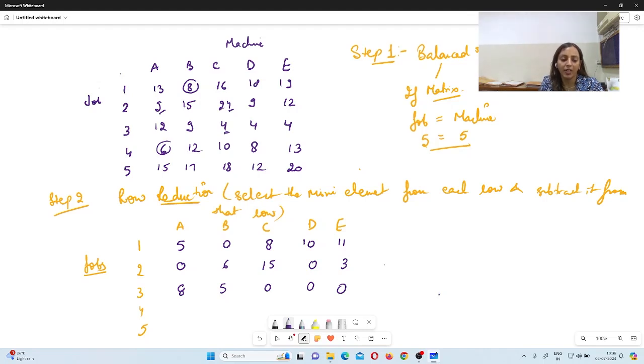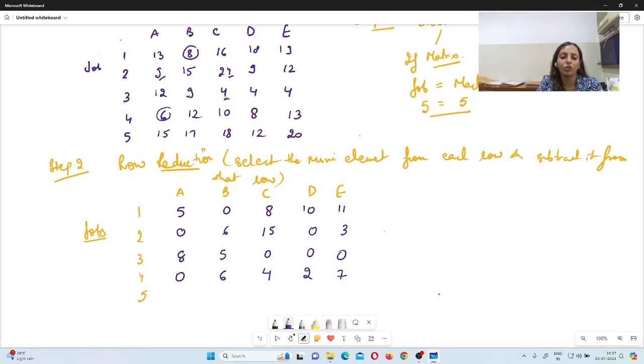Subtract it from all, that will be 0. 12 minus 6, that will be 6. 10 minus 6, that will be 4. 8 minus 6, 2. And 13 minus 6, that will be 7. Right? And now the last job, that means 15, 17, 18, 20 and 12. So the minimum one is 12. Subtract that value. 15 minus 12, you have to subtract the minimum, that is 12, right? So that will be 3.